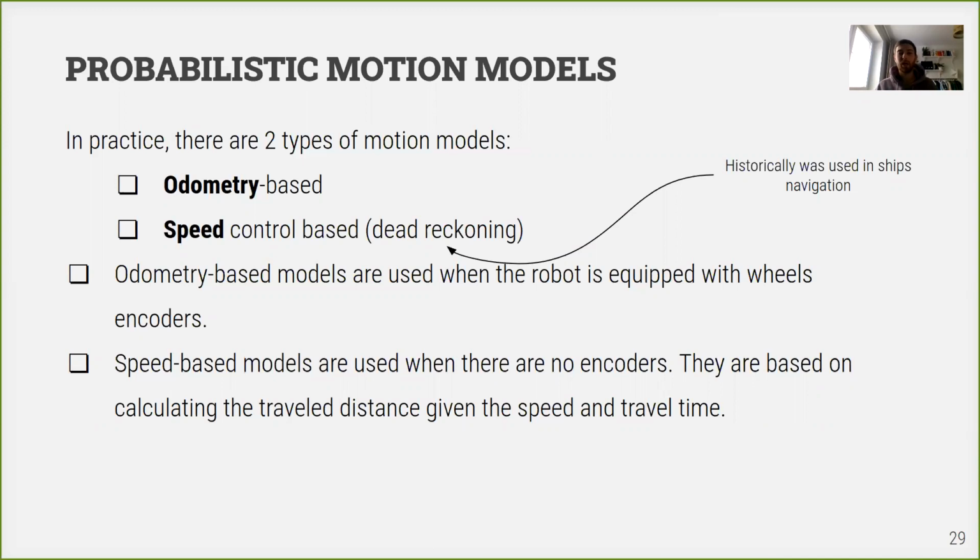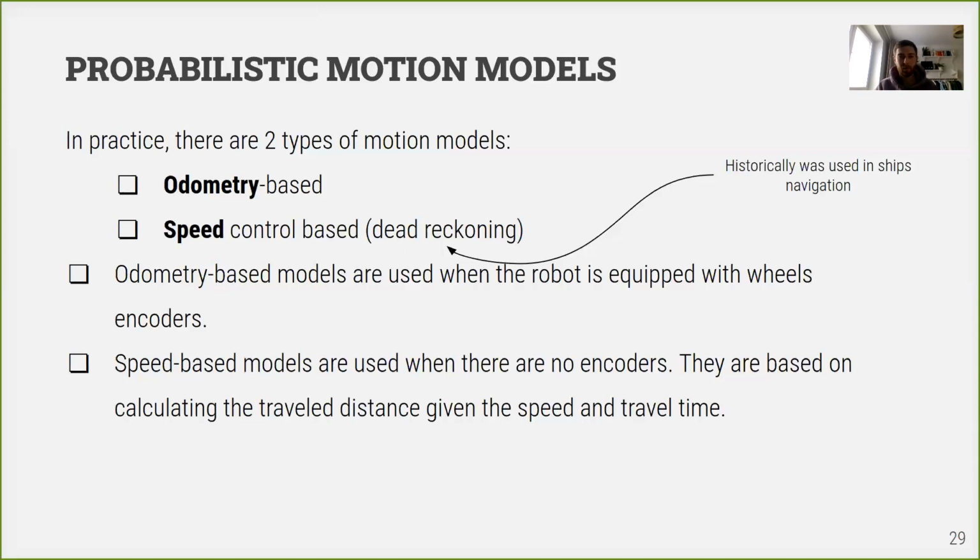So encoders are quite a useful source of data, but of course encoders are not precise because, as we said, wheels can slip and so on, and our estimation will not be precise with just pure encoders, but still. So if our robot has encoders, we can use odometry-based models. So odometry, this is a term which stands for estimating robot motion from encoders.